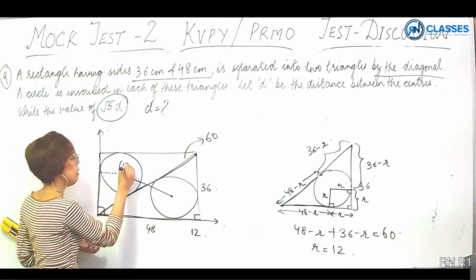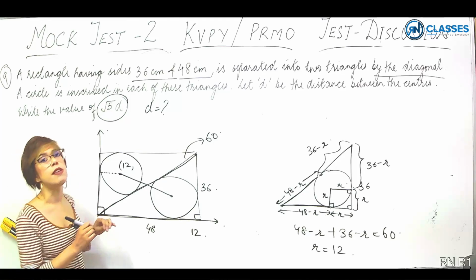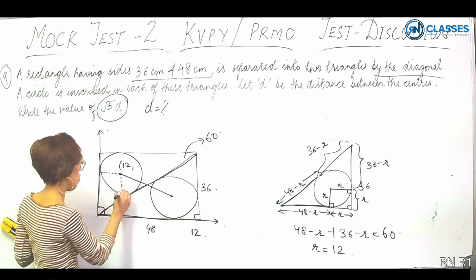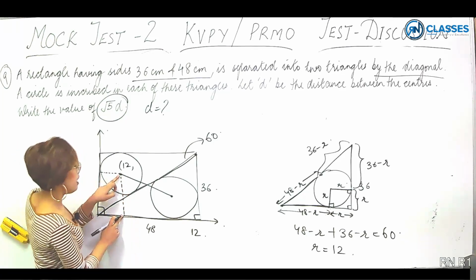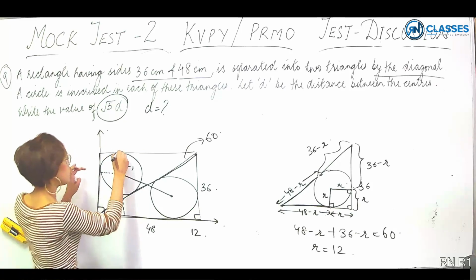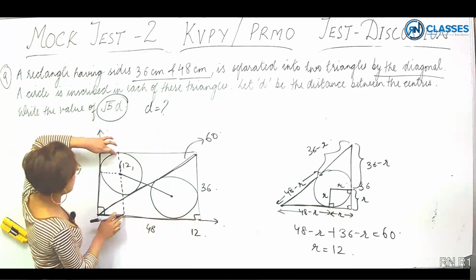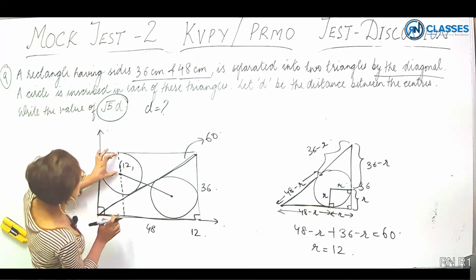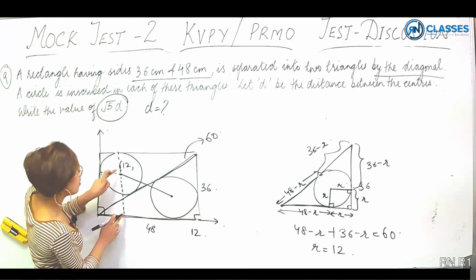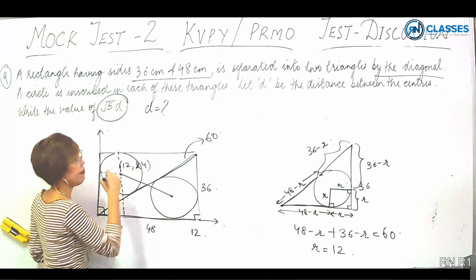So, x coordinate is 12, comma. Now, I need the y coordinate. Y coordinate is, if I drop the perpendicular here, this distance. Now, this entire distance is how much? 36. Right? Out of 36, obviously this is 12. That means this distance is 24. So, y coordinate is 24.